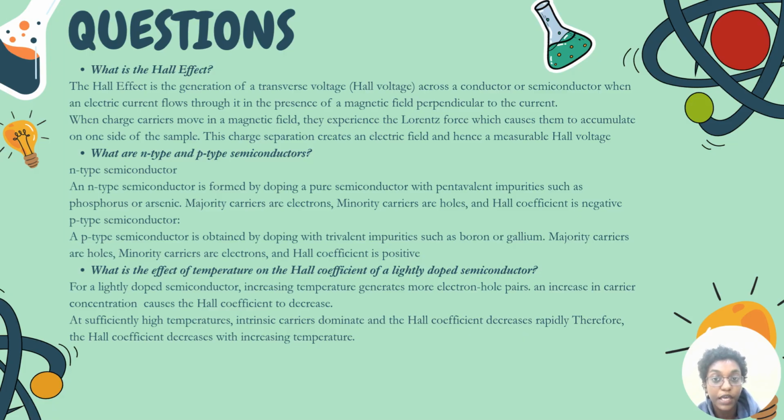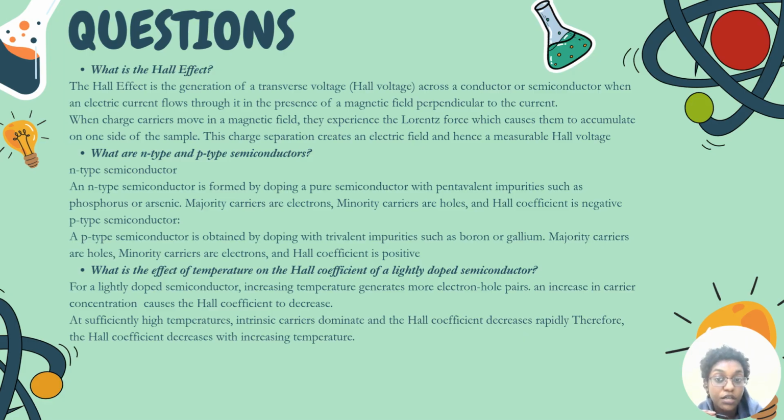What are N-type and P-type semiconductors? N-type semiconductors are formed by doping a pure semiconductor with pentavalent impurities such as phosphorus or arsenic. Majority carriers are electrons, minority carriers are holes, and the Hall coefficient is negative. On the other hand, the P-type semiconductors are obtained by doping with trivalent impurities such as boron or gallium. Majority carriers are holes, minority carriers are electrons, and the Hall coefficient is positive.